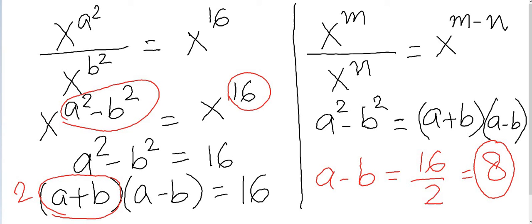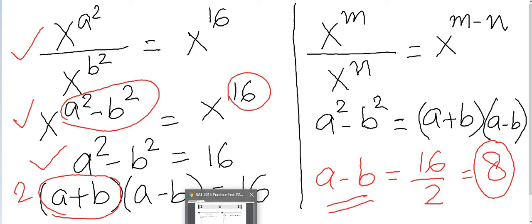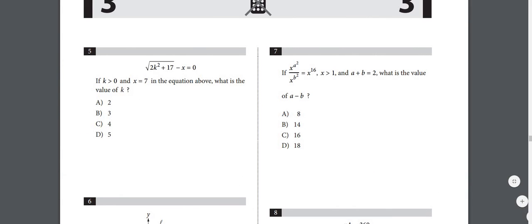So that's your answer. So just to recap, you went from what's given, using the first formula, and then you got a square minus b square equals 16, and then you use the formula again to get a minus b. So these are the 7 questions that I would like to discuss and stop here.